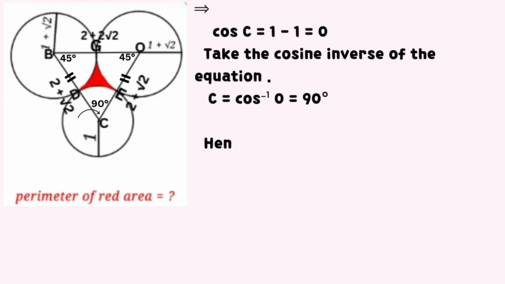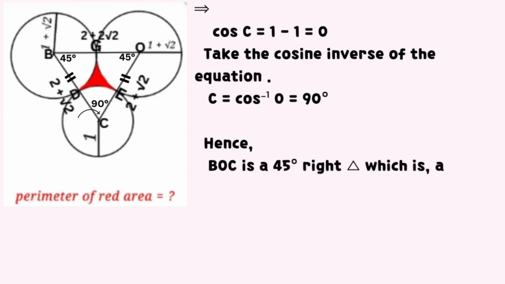Take the cosine inverse of the equation. Angle C equals cosine inverse of 0, which equals 90 degrees. Hence, BOC is a 45 degrees right triangle, which is also an isosceles triangle.